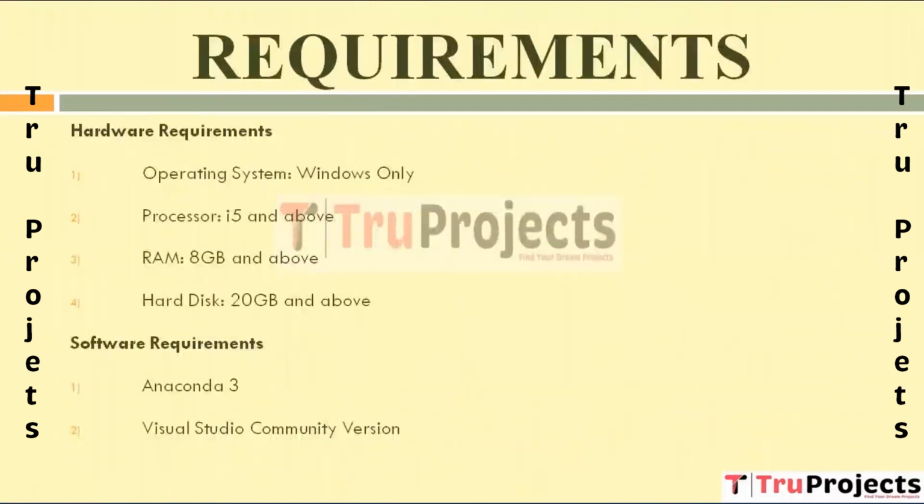So now coming to the requirements part, here we have two types of requirements, that is the hardware requirements and software requirements. In hardware requirements, the operating system Windows is required, processor i5 and above, minimum 8 GB of RAM is required, hard disk 20 GB and above. Coming to the software requirements part, Anaconda 3 is required and Visual Studio Community version is required.